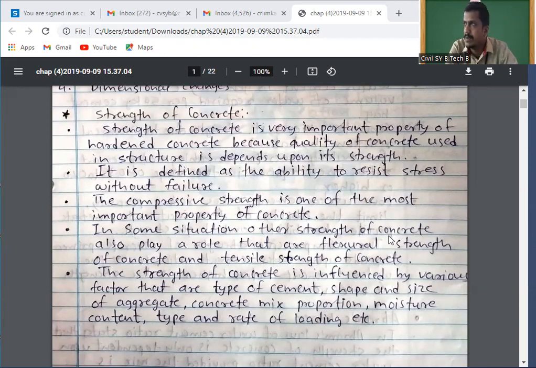Unit weight of the concrete. For lightweight concrete, the unit weight is between 18 to 22 kilonewton per meter cube. Then for medium weight or normal weight concrete, the unit weight is 22 to 26. And for heavyweight concrete, the unit weight is in the range of 26 to 30, in kilonewton per meter cube, or you can take it in kg per meter cube also.